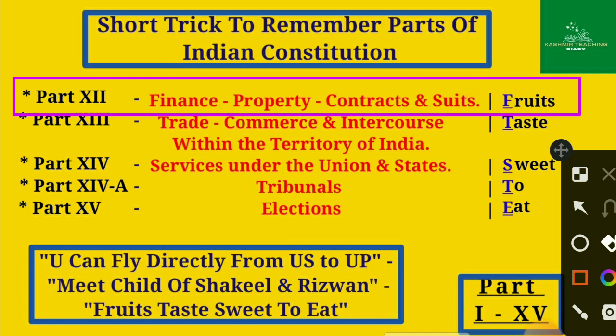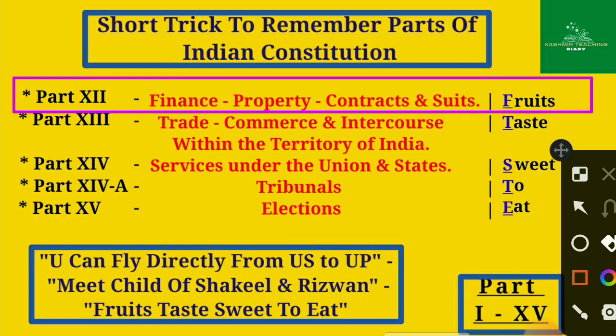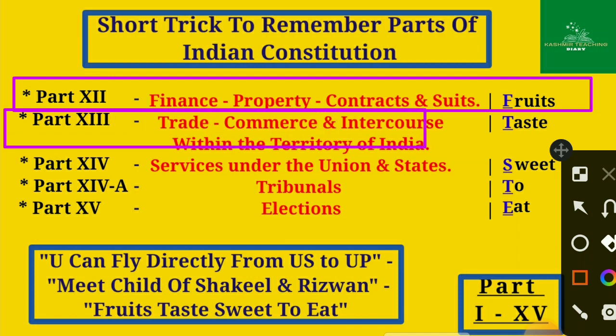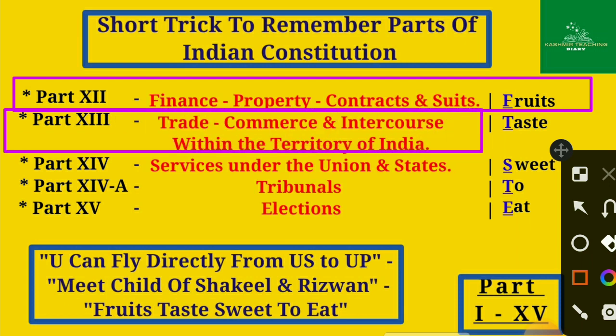The fruits, the first letter of fruits, F, stands for finance. So part 12 deals with finance, property, contracts and suits. In this way, part 13 deals with trade, commerce, intercourse within the territory of India. Taste, the first letter of taste, T, stands for trade. So part 13 deals with trade, commerce, intercourse within the territory of India.